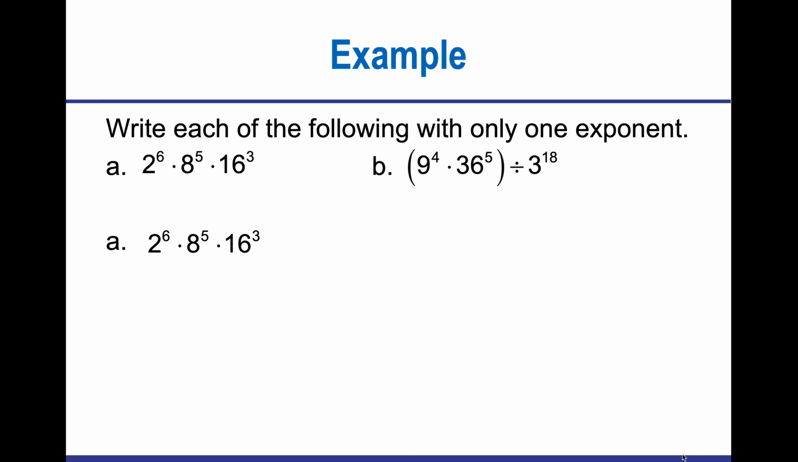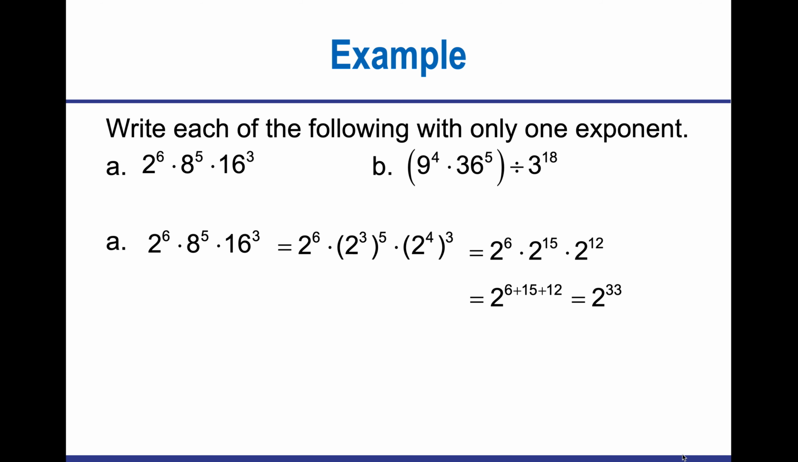So in part A, what I need to do here is I need to have the same base. So I see that 2, 8, and 16, and I know they're all powers of 2. So 8 is 2 to the third. 16 is 2 to the fourth. So I'm replacing 8 with that 2 to the third. I'm replacing 16 with that 2 to the fourth. Now that I have a like base, because they're all 2's, I can take them and add their exponents, and it condenses it down into one answer.